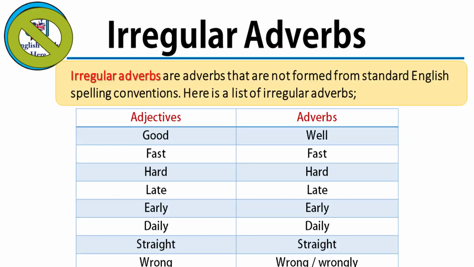Irregular adverbs are not formed by standard English spelling conventions. We have learned a few lists again and again. You have to revise this because there is no specific rule; you only have to memorize it. Good becomes well as an adverb. Fast, fast; hard, hard; late, late; early, early; daily, daily; straight, straight; wrong, wrong or wrongly. In my previous video on adverbs of frequency, I gave some examples of how to take care of errors while using these words as an adjective or as an adverb. So kindly watch my previous video on adverbs of frequency.